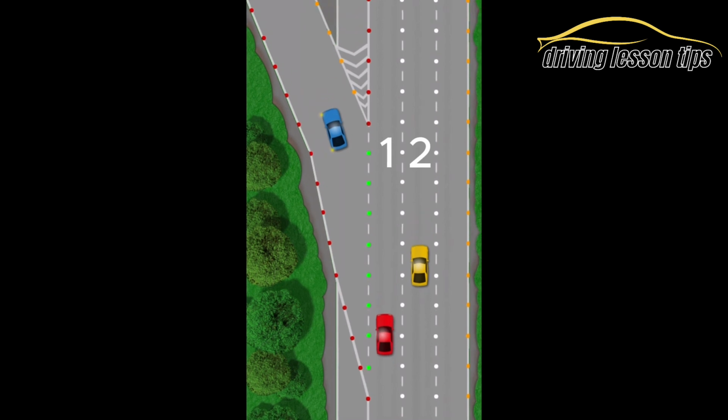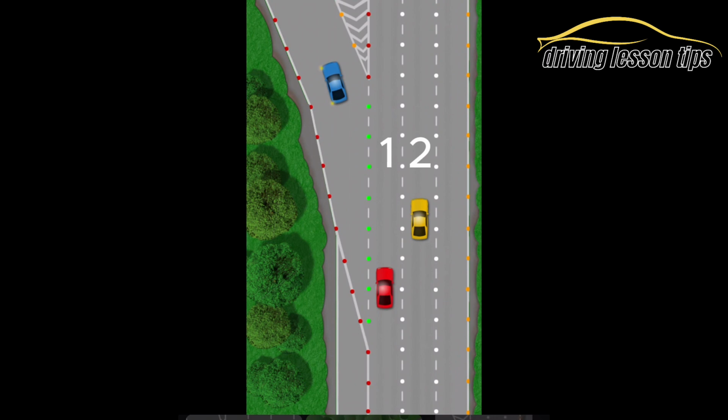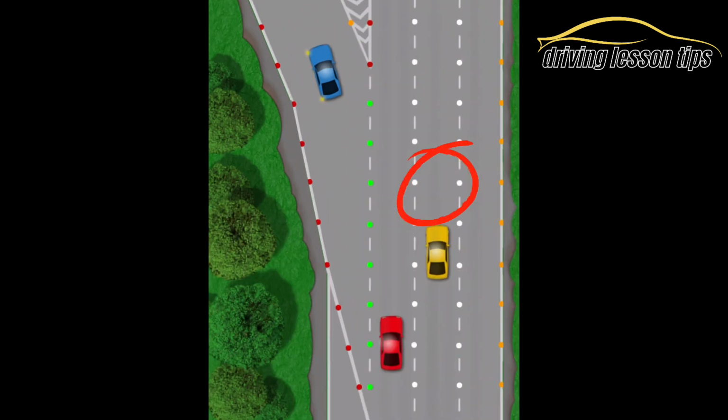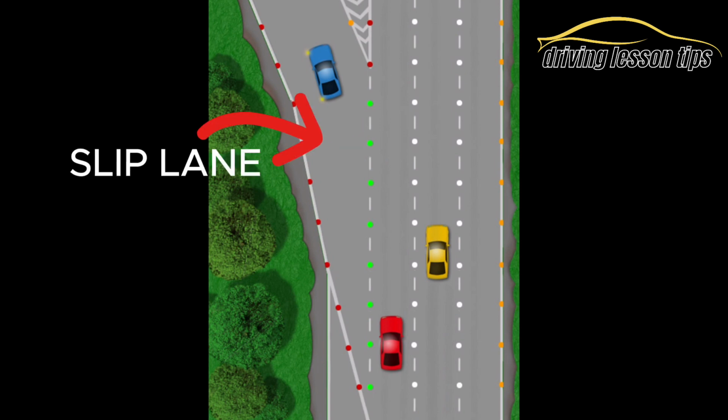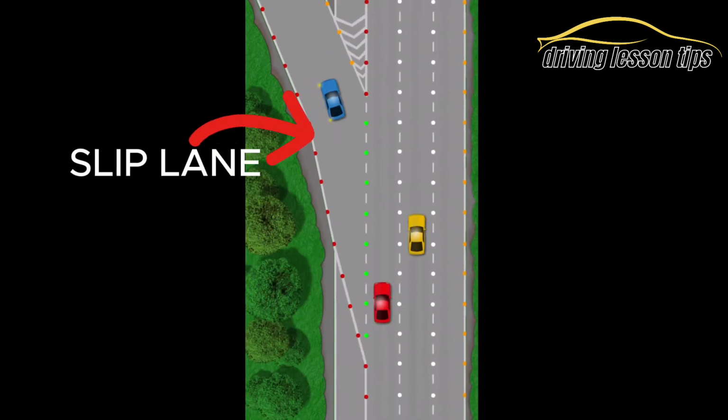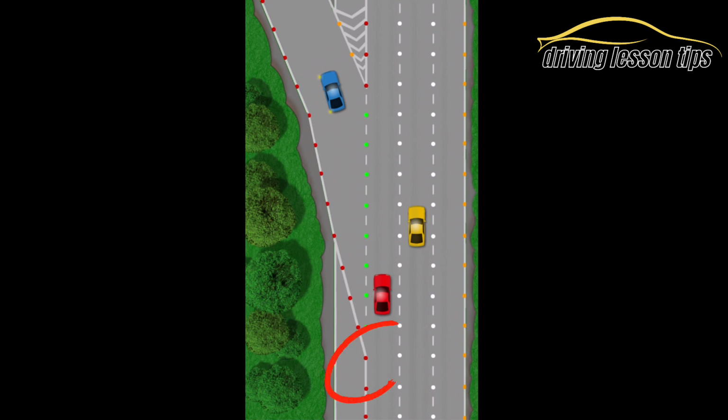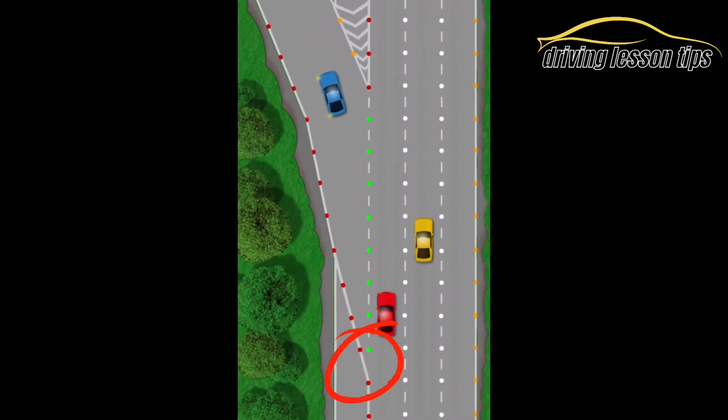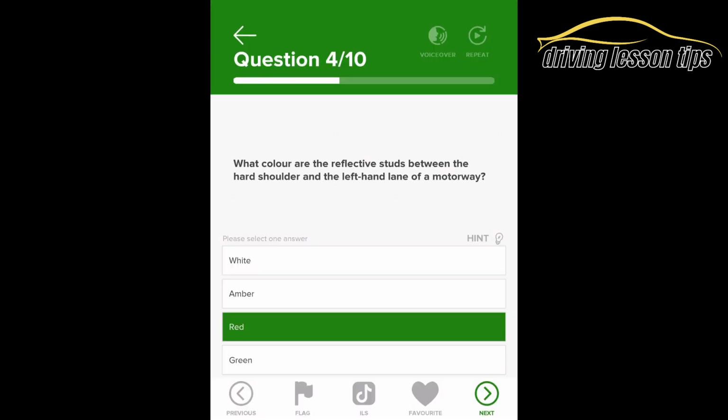On the right in the third lane, you've got the yellow lines there. Two white studs are in the mid lane, then you've got your green studs, and that's going up into your slip lane. But can you see where the red studs are? The red studs here on the left-hand side, going all the way up the slip lane. So the answer between the hard shoulder and the first lane is red. And we've chosen red anyway.